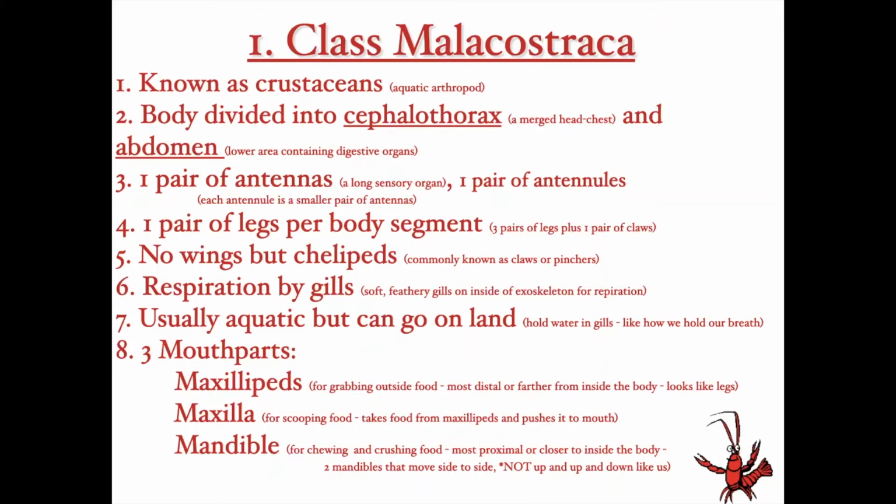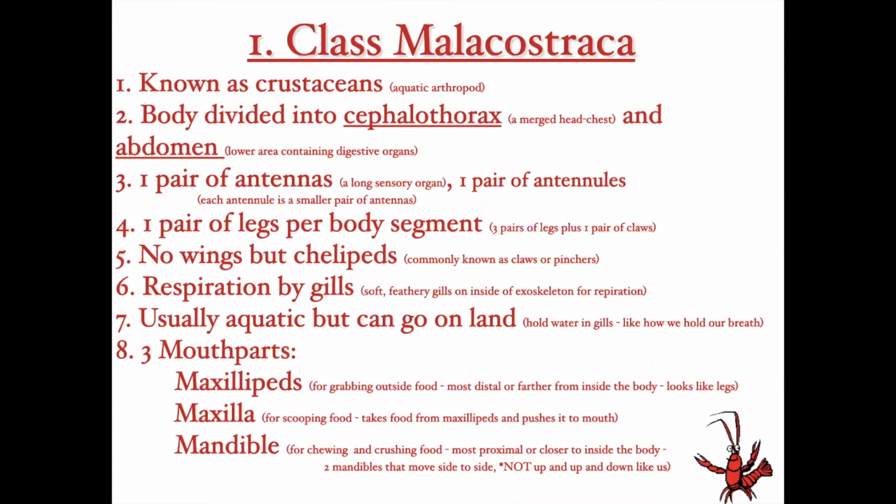Now, our jaw, for a human, consists of an upper non-movable maxilla. That's where our upper teeth are. That's our maxilla. But then our mandible is our lower jaw. We move our mandible up and down.